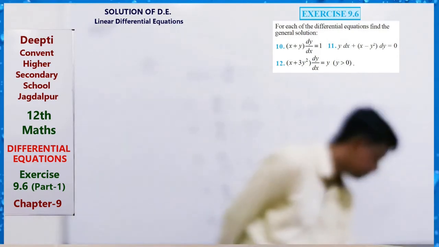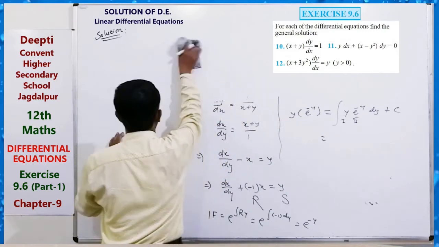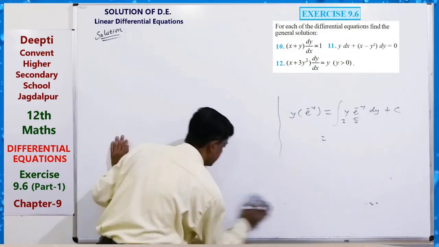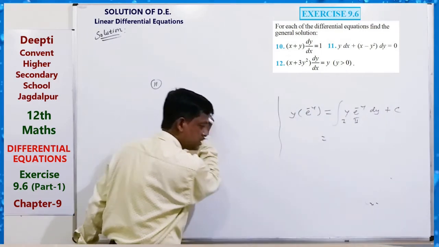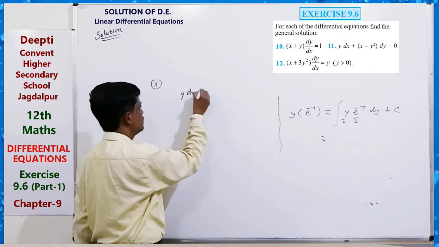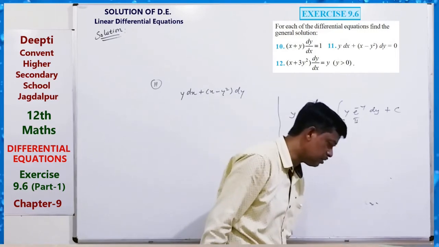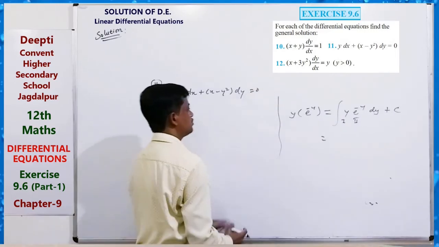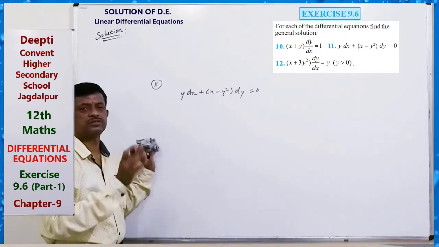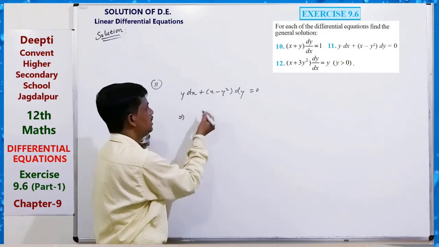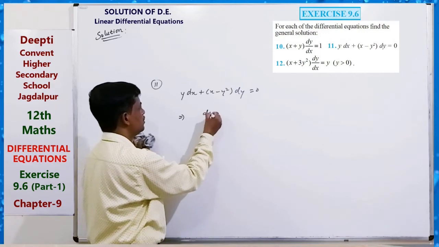Similarly, question 11: y dx plus (x minus y square) dy equals 0. How can you solve it? Try to find dy by dx; it is not homogeneous, not separable. So here we just write dy by dx, transferring to the right-hand side.